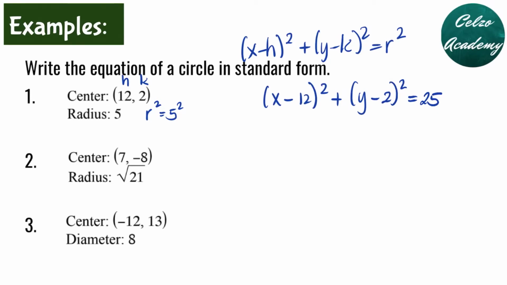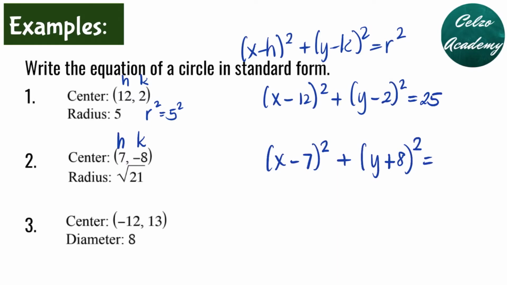Question number 2. The center is (7, negative 8), and radius is square root of 21. Our h is positive 7, k is negative 8. So to begin with, we will have (x minus positive 7) squared plus we have (y minus negative 8). And of course, minus negative 8 is the same thing as plus 8. So we have (y plus 8) squared.